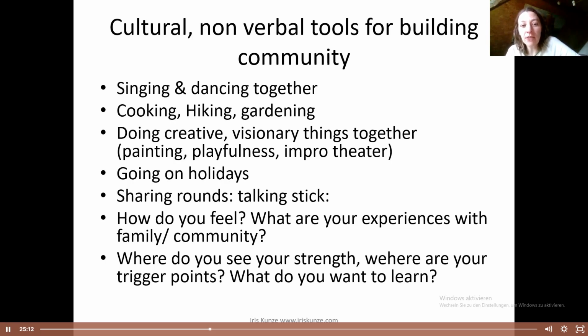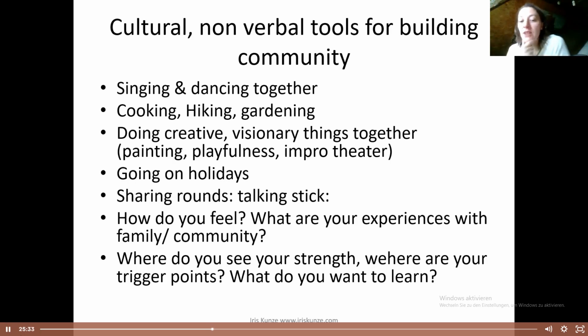Here, the sharing round with talking sticks I have talked about already. And I think for you also, Caitlin, your question before, that people not necessarily talk about the community, maybe find questions to bridge this.